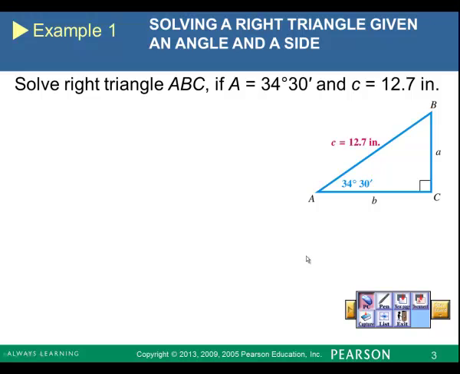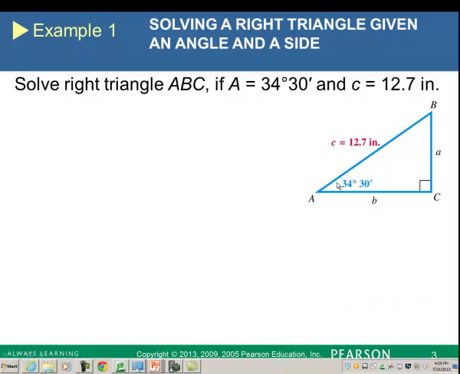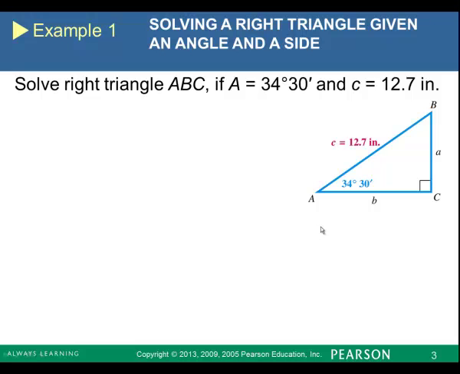So for example, here we have a triangle. Now see here they drew it to the left, and that's usually the way I draw it. You have 34 degrees, 30 minutes for the angle, and you have side C in our triangle. Here they're going ahead and finding side A. So side A is opposite over hypotenuse, sine. So sine of 34 degrees, 30 minutes is opposite, which is side A, over hypotenuse, which is side C. So that's A over 12.7.